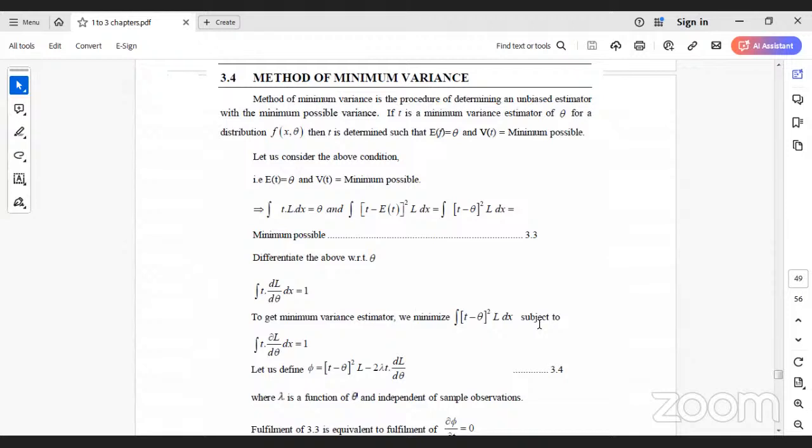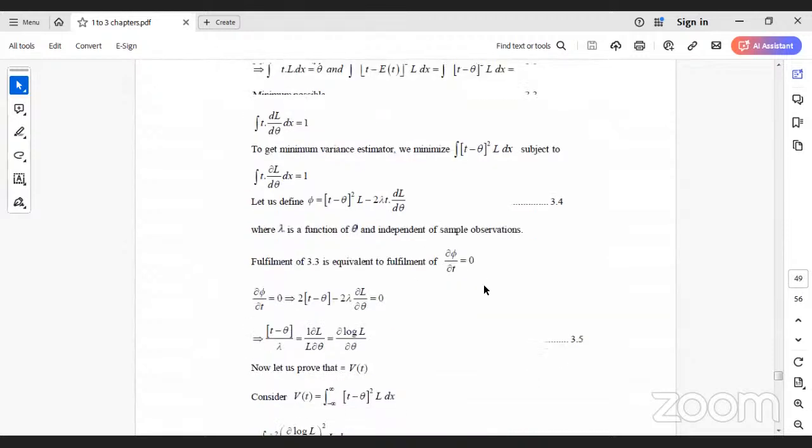To get the minimum variance of the estimator, we minimize the integration of (T minus theta) whole square L dx, subject to the integration of T into dou L by dou theta dx equal to 1, partially differentiating L with respect to theta. Let us define phi equal to (T minus theta) whole square L minus 2 lambda T dou L by dou theta, where lambda is a function of theta and independent of the sample observations.